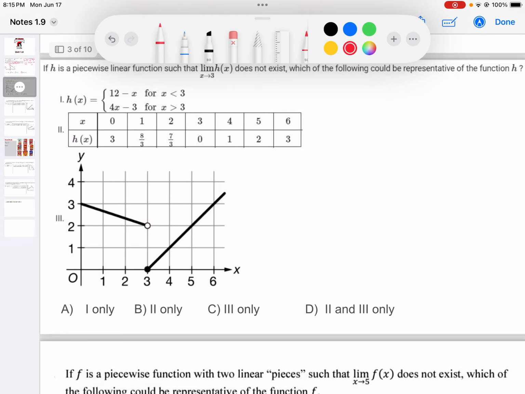Let's do another one. We'll do one more together, and then I want you to start pausing, trying the problem on your own, and then checking your answer. See if we get the same thing.